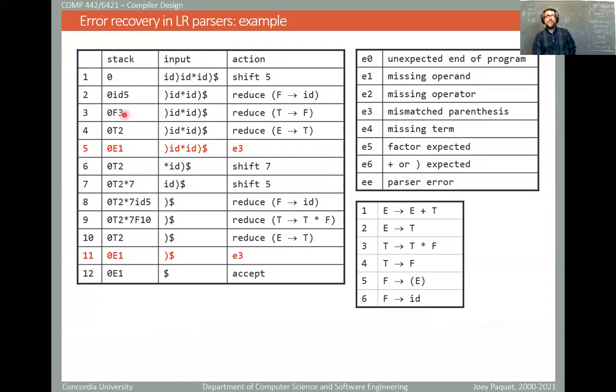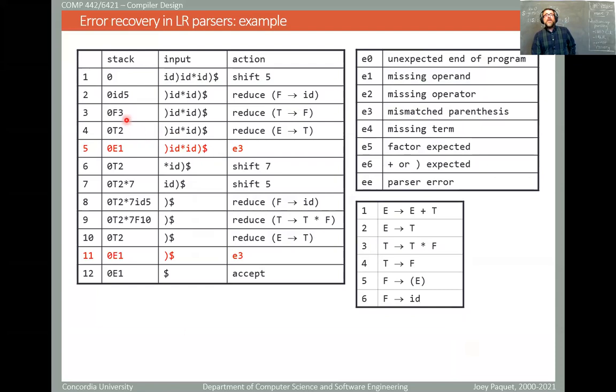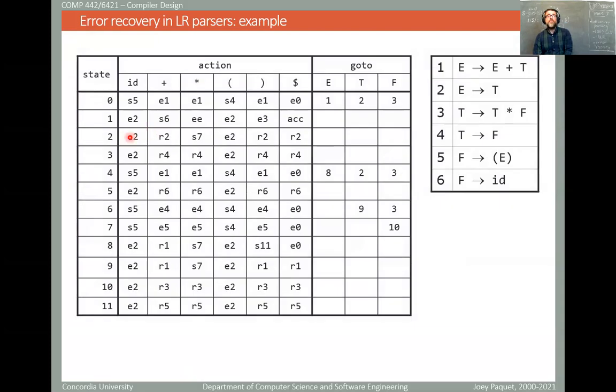So 3. And I go to the table again, close parenthesis, 3, close parenthesis, reduce 4. So this is essentially reducing this F here into a T. I'm taking the F out of the stack along with its state, and then I push T here, and then I go to table 0 T, and I will find 2. Then I go 2, close parenthesis. 2, close parenthesis is error number 2.